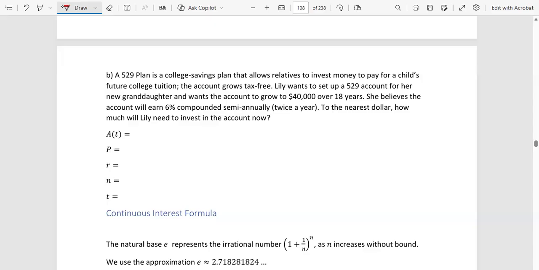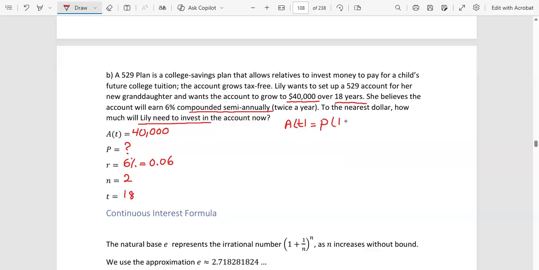Okay, when it says how much Lily needs to invest, that means the initial value. We don't know the initial value. We don't know the P. We want to find the P. But she wants to have 40,000. That means after that many years, she wants to have 40,000 in the account. After how many years? 18 years, which is T. And the interest rate is 6%, so 6% in decimal is 0.06. And she believes that it's compounded semi-annually. That means twice a year. So N is 2. So again, write the formula.